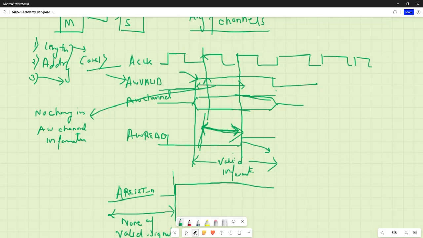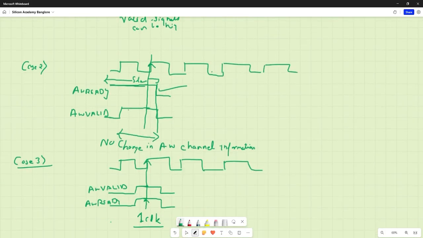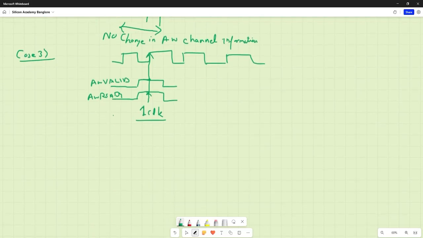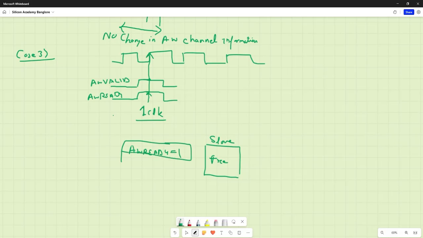So we've seen the three different cases and we have also seen the most efficient case, right? So suppose your slave was not doing anything productive and it was free, just sitting idle. The best efficiency that we can get in terms of fast data transfer is when we assert the AW ready high always whenever it is idle. So that is the recommended default value for the slave AW ready.